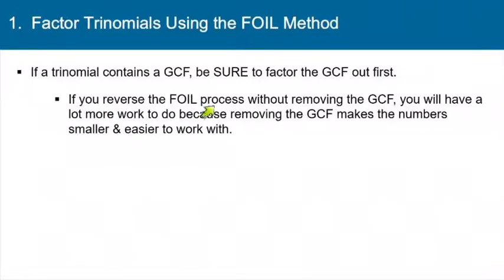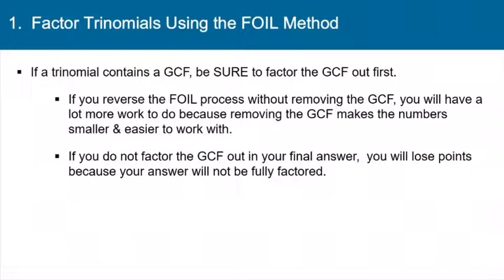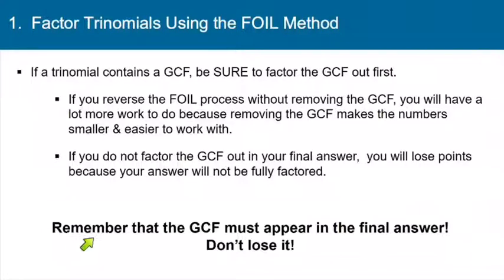If you reverse the FOIL process without removing the GCF, you might find the right answer, but you're going to have a lot more work to do because, for one thing, removing the GCF makes the numbers smaller and easier to work with. The other problem is, if you're able to factor the trinomial without removing the GCF and you leave it in your final answer, you're going to lose points because your answer will not be fully factored. And it's very important that all of our factors in our answer be fully factored. Also remember that the GCF must appear in the final answer. It is part of the answer, so don't lose that GCF.